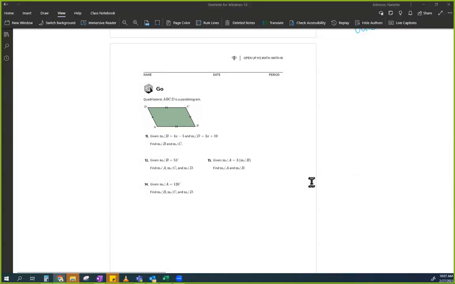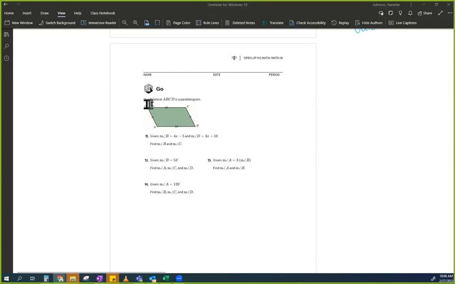Okay, we are doing 5.4 in this Go section. So the Go section is always going to be reminding you of what you learned before. So you're reaching way back, maybe last year or the year before. This particular question, I want to say, comes from Integrated 2.